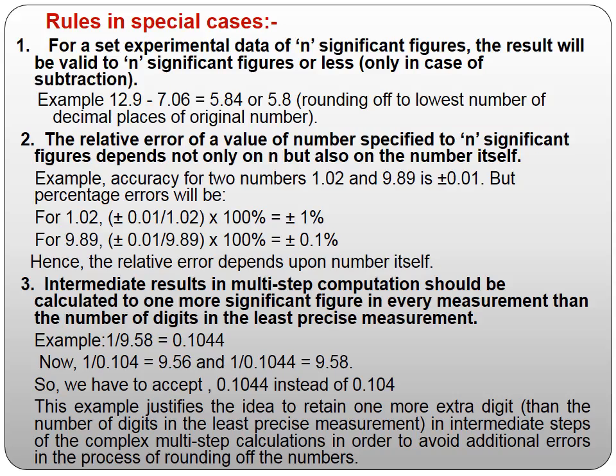See the difference? So we have to accept 0.1044 instead of 0.104. This example justifies the idea to retain one more extra digit in intermediate steps of complex multi-step calculations in order to avoid additional errors in the process of rounding off the numbers.